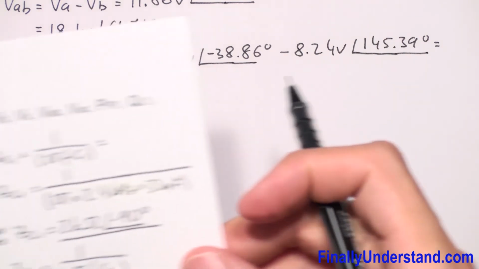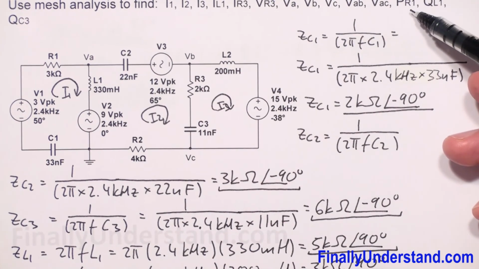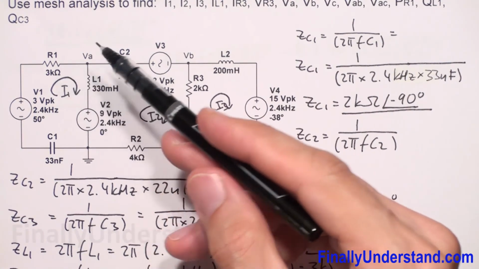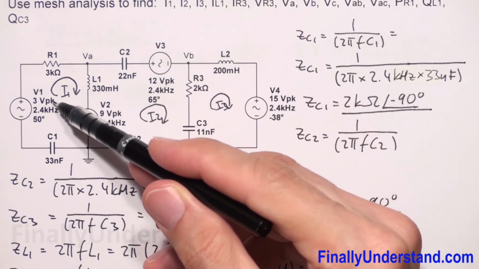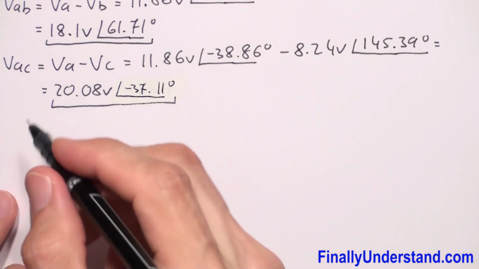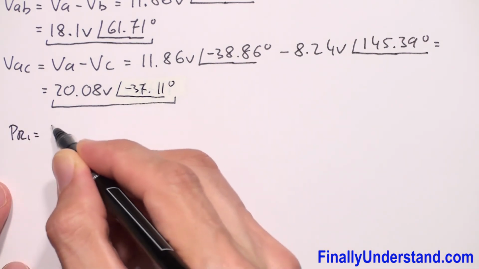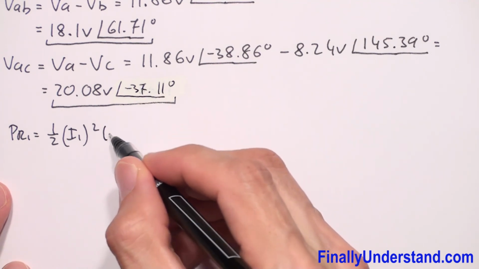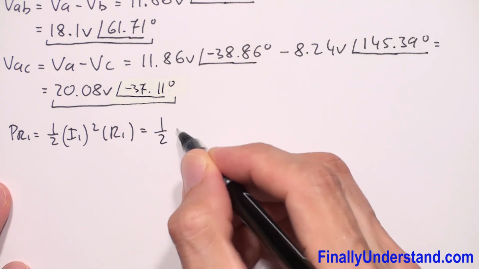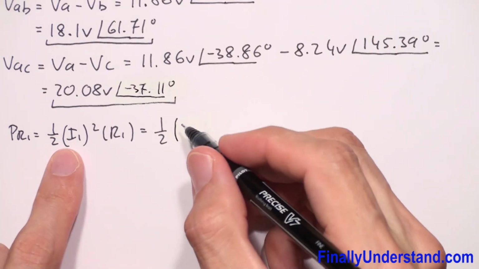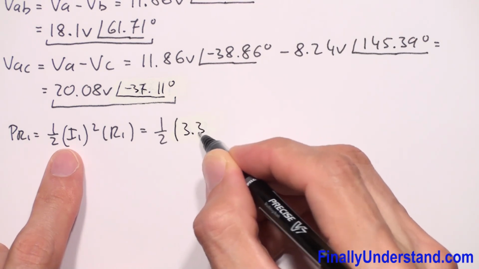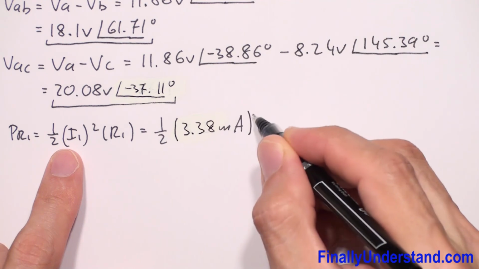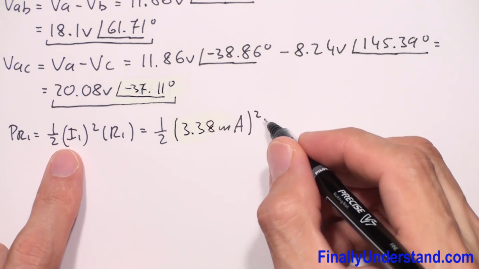Next, I'm supposed to find the power at resistor R1. Please notice that current I1 goes through the resistor R1, and don't forget that we are working with the peak voltage. That's why the formula for power I'm supposed to write in this way. PR1 is equal to 1/2 I1 squared times R1, because this current goes through the resistor R1. So I have 1/2 times the current I1, which is equal to 3.38 milliamps, we found it. We don't use the angle at this moment. Raised to the second power times R1, which is equal to 3 kilohms.